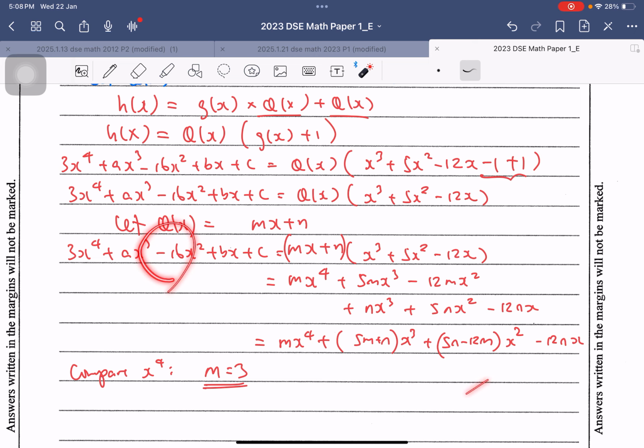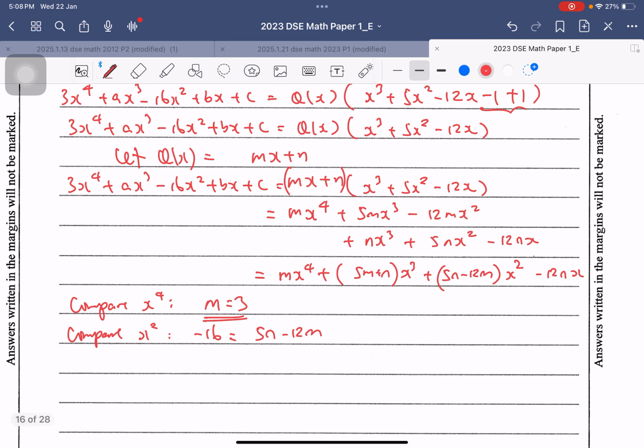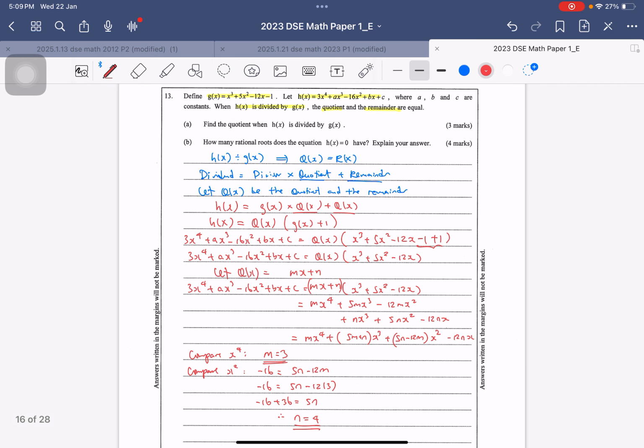Negative 16 equal to 5n minus 12m, we can compare the coefficient of x squared. Then we have negative 16 equal to 5n minus 12m. Then we can replace the m by 3. Negative 16 equal to 5n minus 12 times 3. Then we have negative 16 plus 36 equal to 5n. Solve the equation, we have n is equal to 4. So that's for part A.